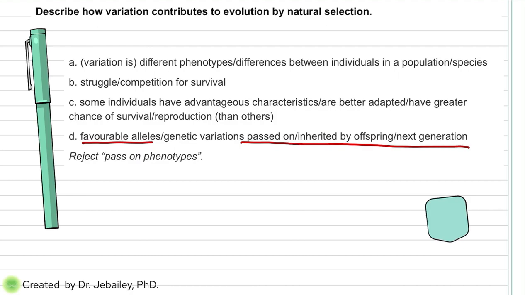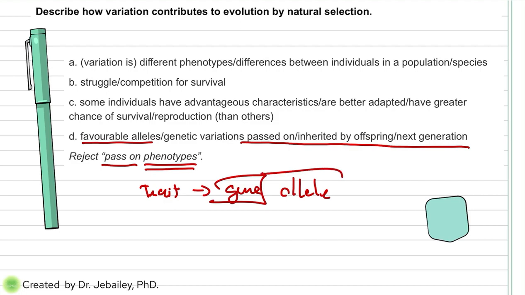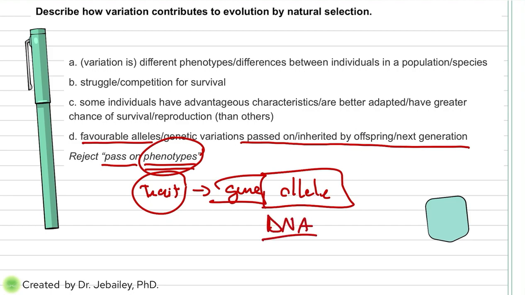Now, be careful. Do not say pass on phenotype. Why? Because we don't pass on the trait necessarily. We pass on what? The gene. It is the gene or the allele. And this is where students make the mistake. Whenever you're going to say that something's passed on from one generation to another, do not say trait. Do not say phenotype. Be very specific. We are passing the DNA, and that means it's the gene. That means it's the allele. So every time you talk about this in any essay, make sure you're saying you're passing the gene on or you're passing the allele, not the trait.